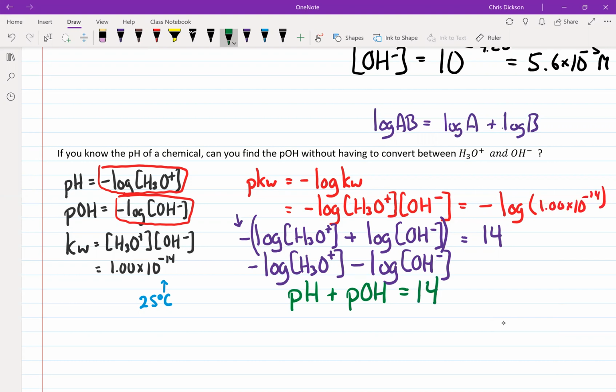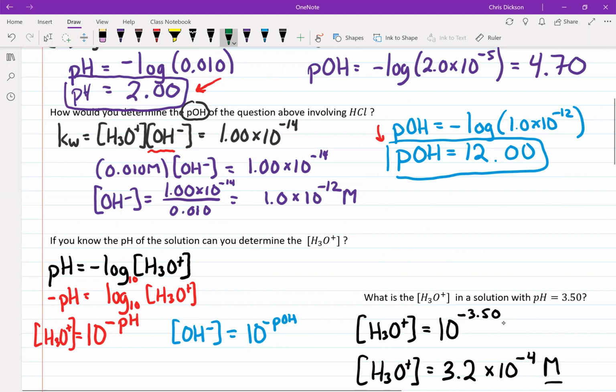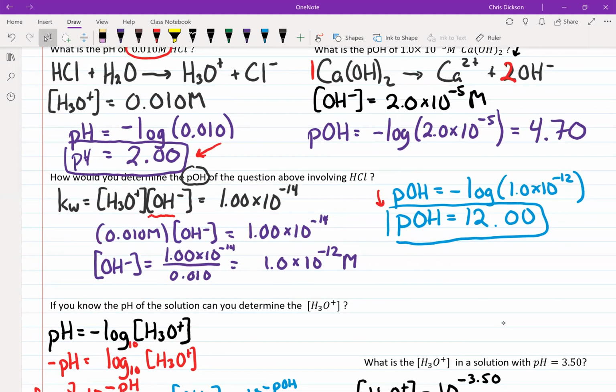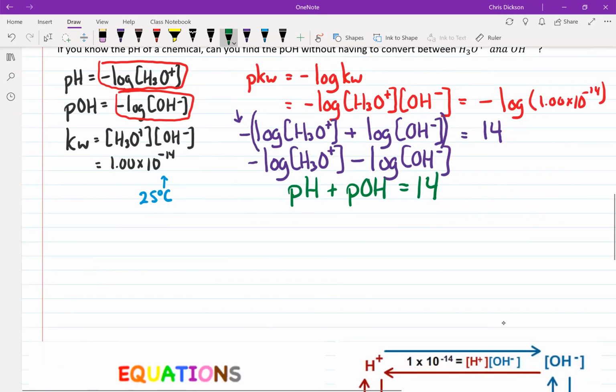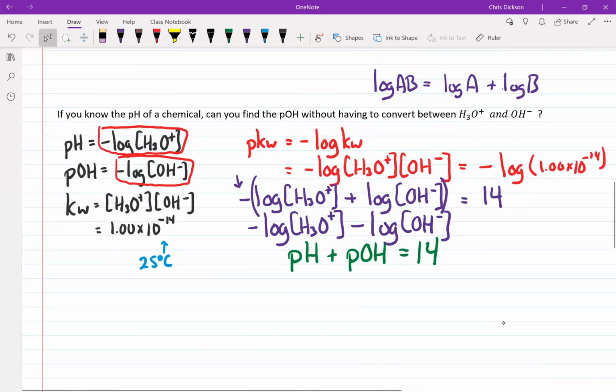Now you might remember up here, we said that this is pH 2, and this is pOH 12. And 2 and 12 give us 14. So anytime you take the pH and pOH and add them together, you would almost always get 14. Actually, you would always get 14 if the temperature was 25 degrees Celsius. Because notice we took the negative log of that number, and that number is only true at 25 degrees Celsius. So this would be true.